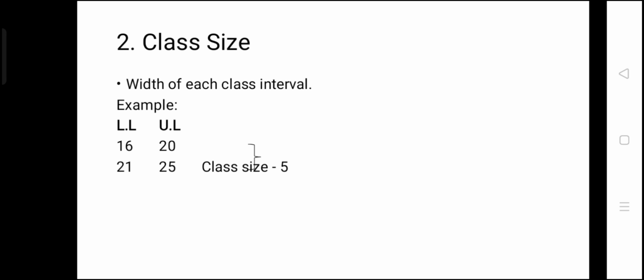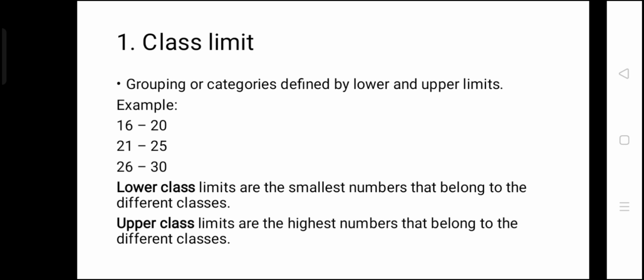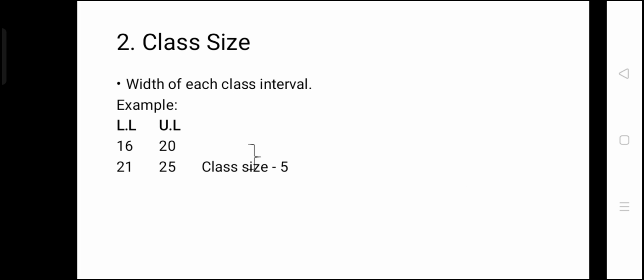So balik na diri sa class limit, no? As you can see diri sa left side, we have 16, 21, and 26. So ang tawag na nila is the lower class limit. And on the right side naman, we can see that we have the numbers 20, 25, and 30. So on the right side, matawag na to sila og upper class limit. Okay? So the second is the class size.